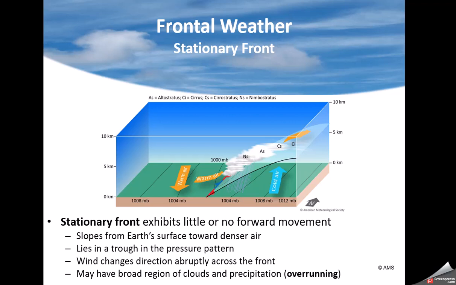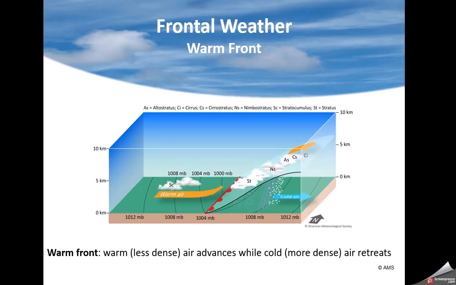But remember, warm air is lighter than cold air, so you get the warm air rising. Most of the precipitation in a stationary front is going to be on the cold side of it. However, right along the front on the warm air side, there may be some thunderstorms with it. Here is a warm front.